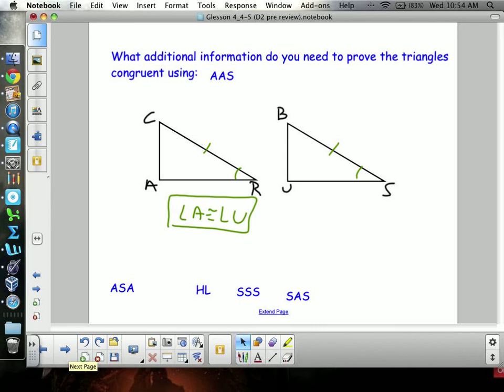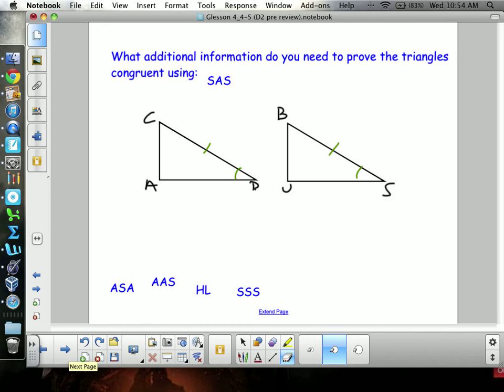All right, what if instead of using angle, angle, side, I wanted to use side, angle, side? Now what additional information would I use? Which ones? Okay, so how would I write that down? What information would I need? Well, you have to put, like, segment AR congruent to US. There we go. All right, so that's the additional information I'd need.